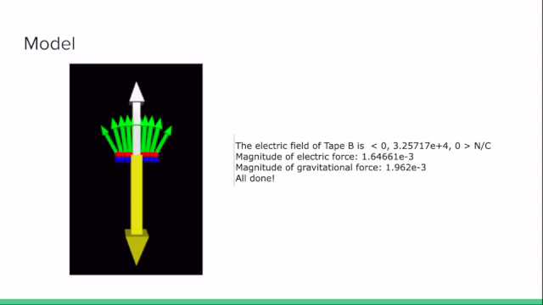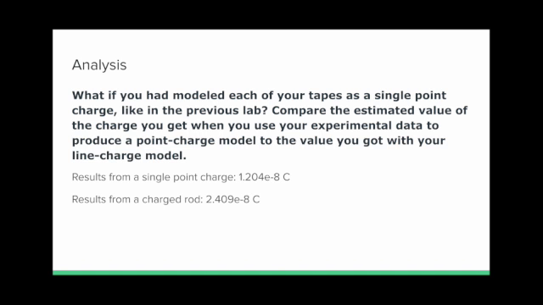And this is a diagram of all the forces interacting on the pieces of tape and the individual net charges on each of the pieces in the top tape. Now, what if we modeled each tape as a single point charge, similar to the previous lab? Each of these values would be slightly different, as with the single point charge, there's less of a value compared to the values from a charged rod because there's more charges to be measured.